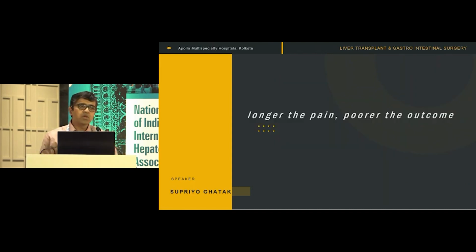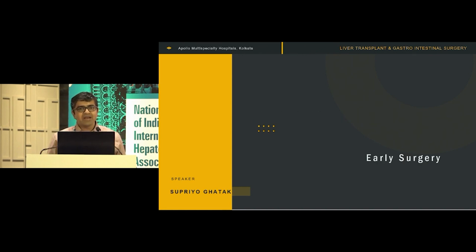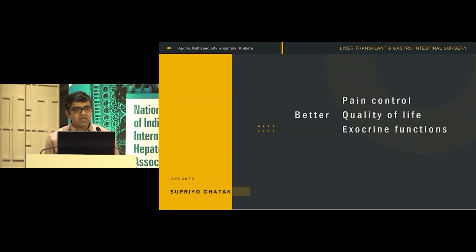So we know, as I said in the beginning in the pathophysiology, that the longer the pain stays, there is a greater chance that the brain will be sensitized to the pain, and so the poorer outcome, even if you take out all the causative factors. So some people thought, why not early surgery? Early surgery may give some benefit of better pain control, better quality of life, and better exocrine functions.